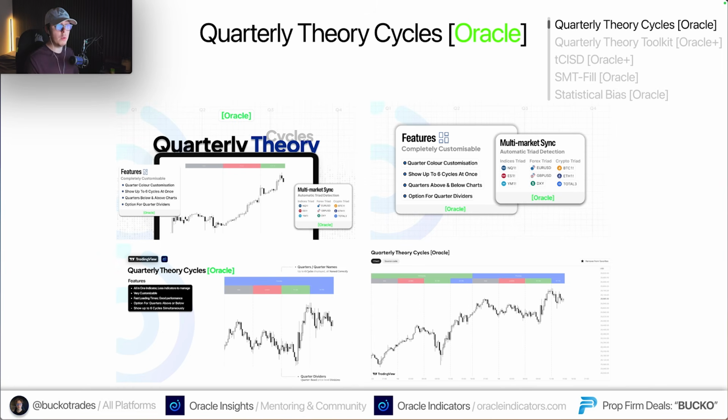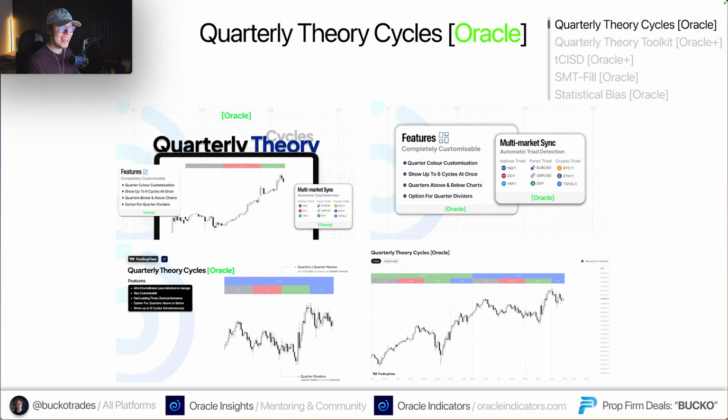You can have it show up to 6 cycles at once, so like we just mentioned, quarters below and above charts, so if you prefer to have it above, which I personally do, you can, or you can have it show below, okay? And there's also an option for the quarter dividers, so if you want to see the quarters displayed at the top, while also having dividers come down onto your chart, so you can also see it within the candles, you can also have the option for that, okay?